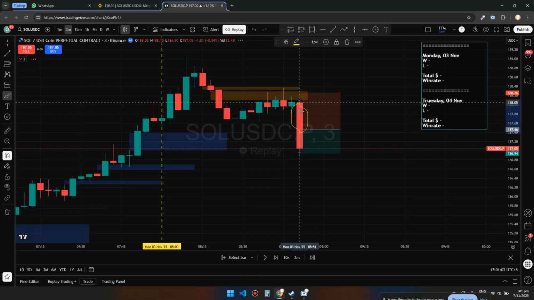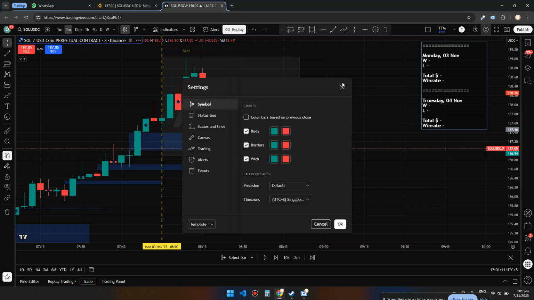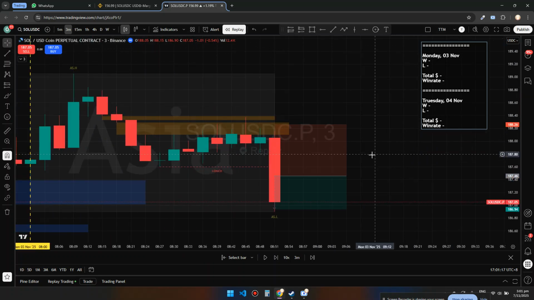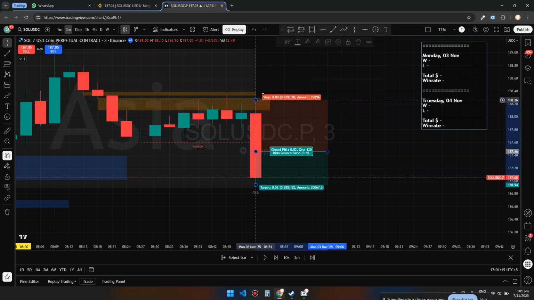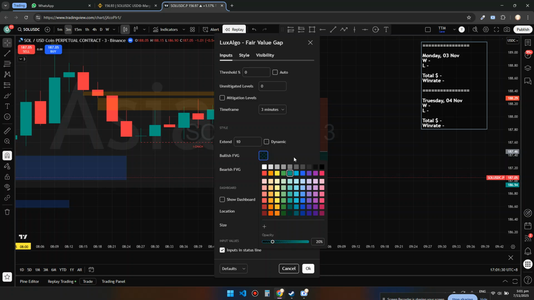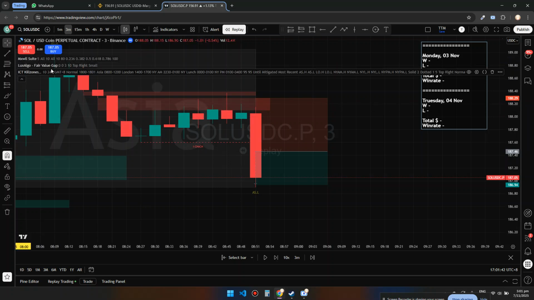Okay, so just imagine I enter this position already. Where do I put my stop loss? I put my stop loss behind the bearish fair value gap. Okay, so I'll just change the color for the fair value gap. You can see there is this red bar here, right? So I'll just explain what is fair value gap.